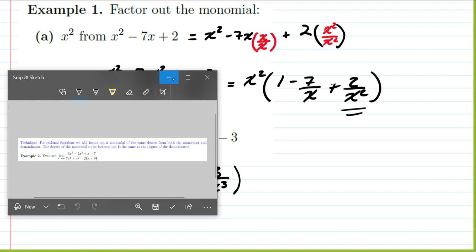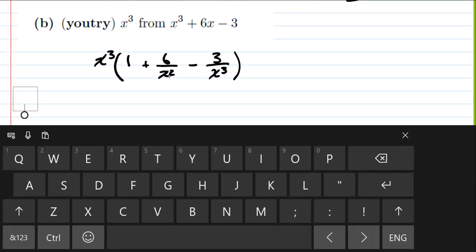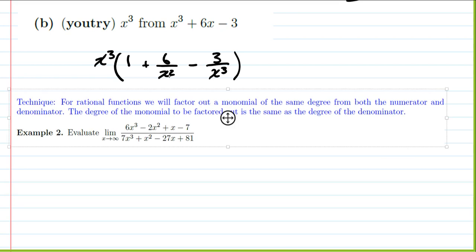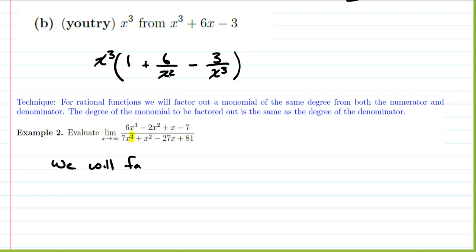So we have a technique listed here before we get to our next example. Our technique says, for rational functions, we will factor out a monomial of the same degree from both the numerator and the denominator. The degree of the monomial to be factored out is the same as the degree of the denominator. So what are we going to factor out of this? It's going to be a third degree, so x cubed. So we will factor out x cubed from the numerator and denominator.